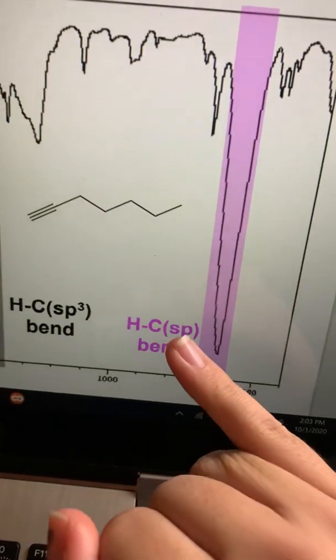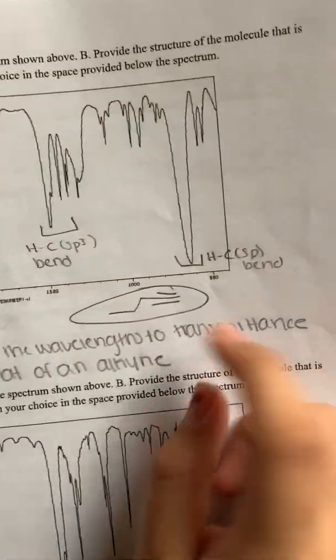Then we go to the HC bend, which is a long one. This one's really long, and it lines up right about 500, which is where this alkene lines up. And that is how I got this one to be this alkene.